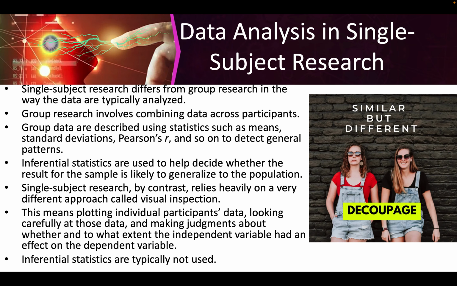Single subject research differs from group research in the way that the data are typically analyzed. Group research involves combining data across participants. Group data are described using statistics such as means, standard deviations, Pearson's r, and so on to detect the general pattern. Inferential statistics are used to help decide whether the result for the sample is likely to generalize to the population. Single subject research, by contrast, relies heavily on a very different approach called visual inspection.